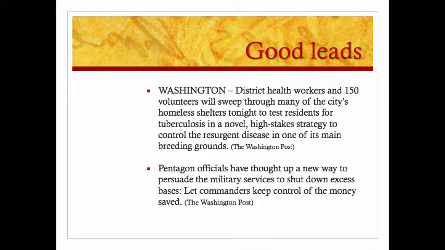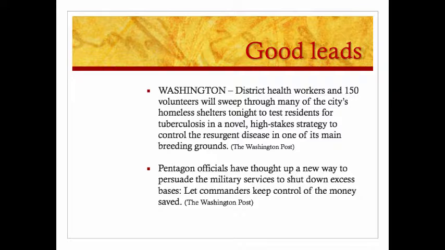The why is obvious also in part of that goes kind of together with a what, but it explains that part of testing residents for tuberculosis, this is a new strategy. This is also the how, and the why is part of the need, obviously, to test for tuberculosis. So this is a great example of one sentence long with enough details, but also to give a sense of the importance. The so what? It's a high-stakes strategy. Another example, Pentagon officials have thought up a new way to persuade the military services to shut down excess bases.